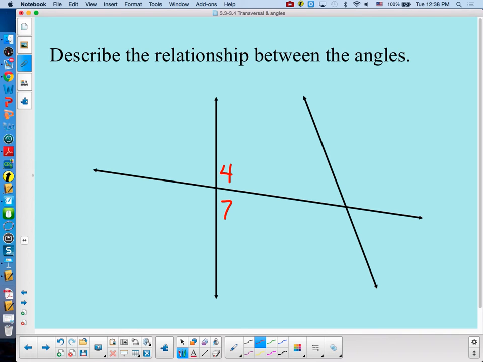Quite a few said other, which is right. They are a linear pair. Why they're not same side interior? This is the transversal. They're not on the same side of the transversal. They're not alternate interiors because they're both at the same intersection. So that should have been other, linear pair. How about 7 and 4?